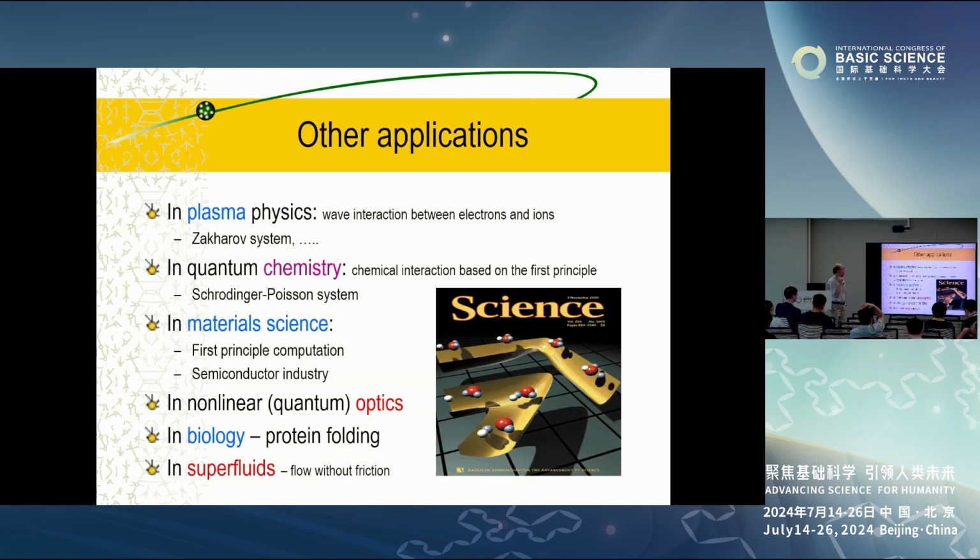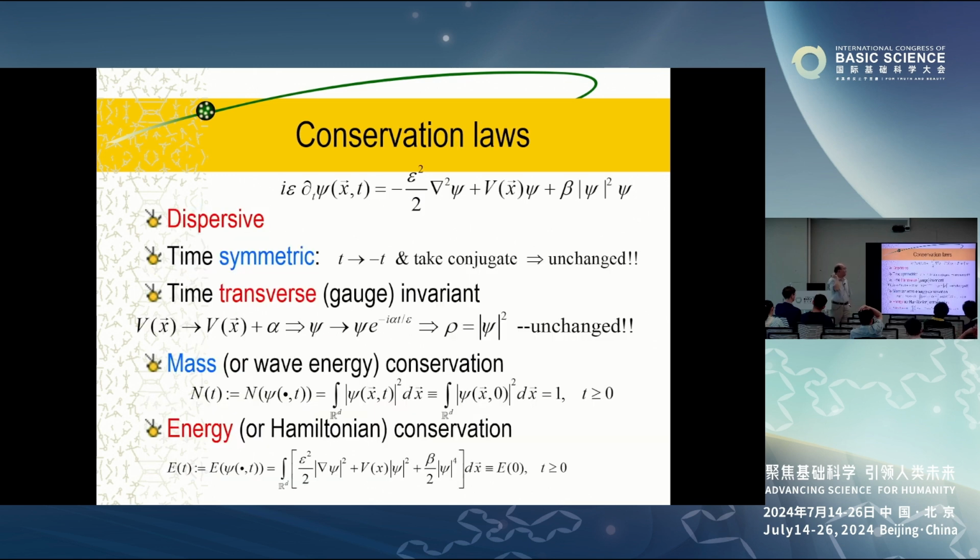There are other applications, like in plasma physics, the wave interaction between electron and ion, so it gives something like the Zakharov system. It couples a Schrödinger equation and a wave type equation. There is also quantum chemistry, chemical reactions based on first principles, for example Schrödinger-Poisson type equations, and material science, nonlinear or quantum optics, and in biology protein folding is studied with Davydov solitons, or in superfluids, where they flow without friction. They also have this kind of application.